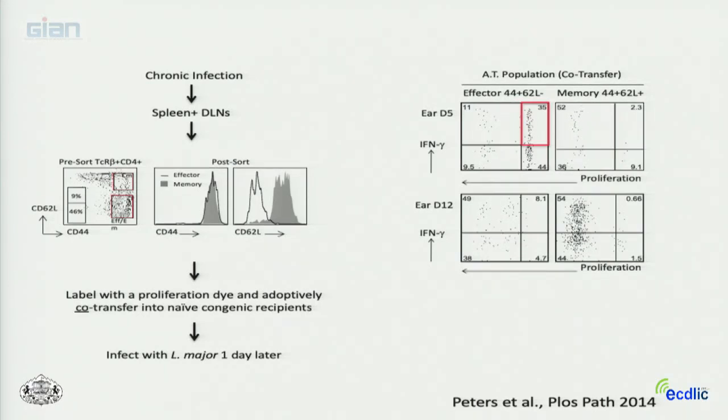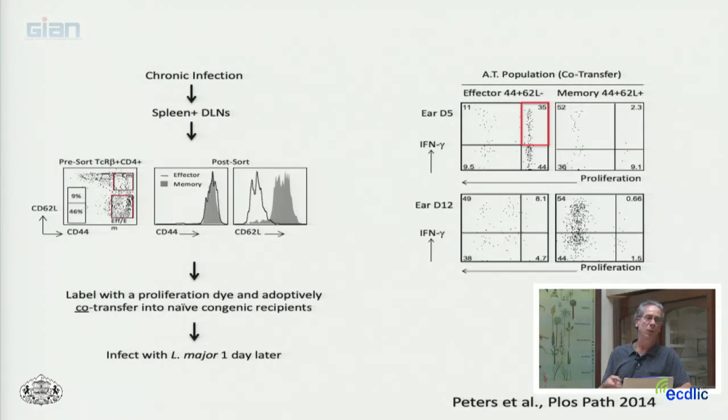Now you begin to see your central memory population. And we put in a proliferation dye, and because the proliferation dye has been diluted, it means the cells have been divided. So it tells us that the central memory cells first underwent a lot of division, and maybe that's why it took them a while to then actually differentiate to effectors. So they are good effectors. They're making interferon gamma. It just took them a long time to get back to where they need to be, okay?